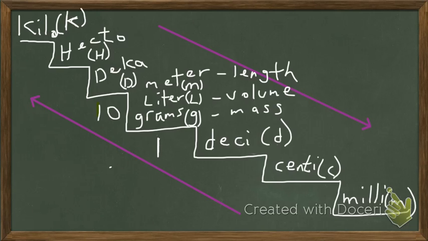What do you think hecto means? Very good. And what does kilo mean? 1,000. So the metric system is all base 10. You just add another 0. If you're going to get bigger, you add another 0.